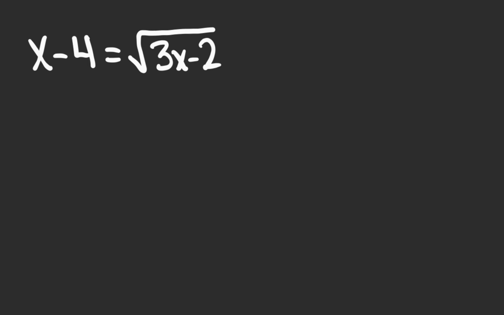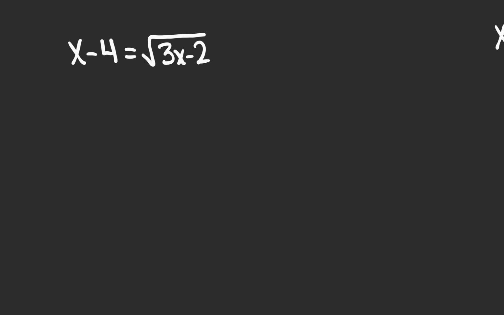For the next question type, we have x minus 4 is equal to the square root of 3x minus 2. My first step is to square both sides. On the left-hand side, x minus 4 to the second power will expand to be x squared minus 8x plus 16 is equal, on the right-hand side, to 3x minus 2.